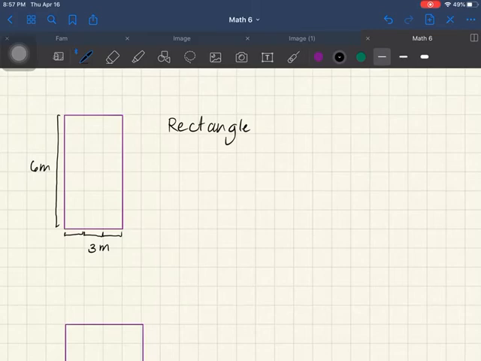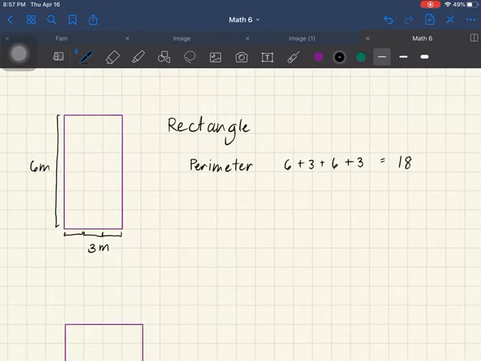If we're talking of the area, or let's begin first with perimeter. Let's talk about the perimeter. Perimeter is the total length of the outside or the outline of the figure. Then you can have here 6 plus 3 plus another 6 plus another 3. That's a total of what? That's a total of 18 meters.